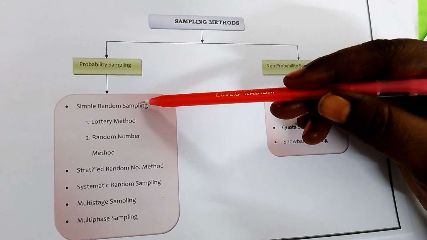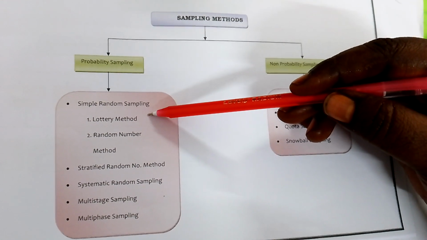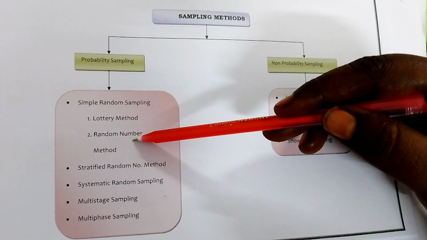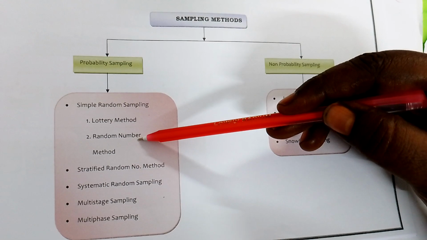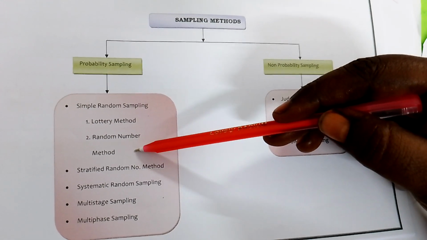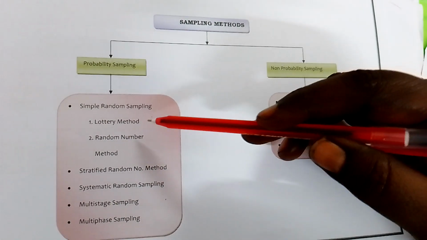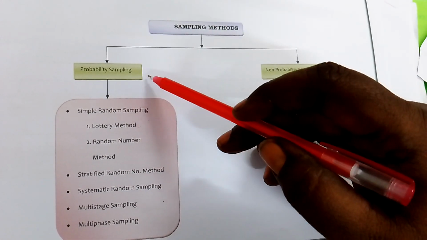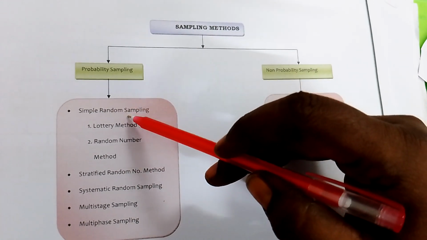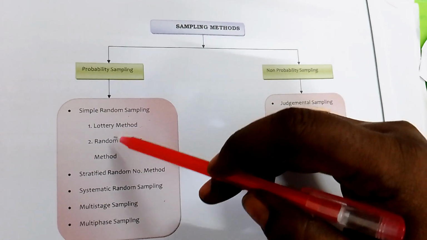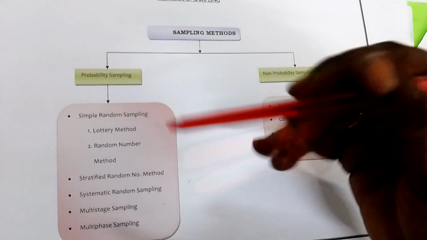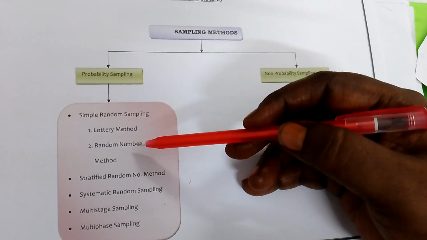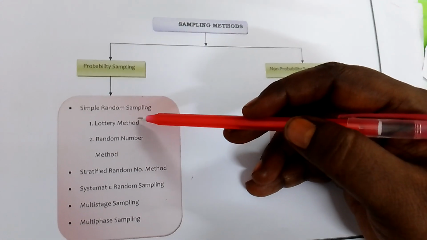Probability sampling includes simple random sampling, right? In simple random sampling, two methods are there: the lottery method and the random number method. In the lottery method, if I flip a coin and a head comes, the first person is considered a head, the second one a tail. Then flip the coin again for the third person; if it's a tail, the next person is considered a head. This is called the lottery method.